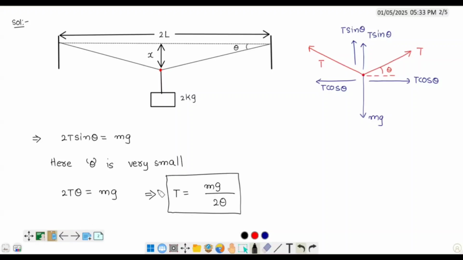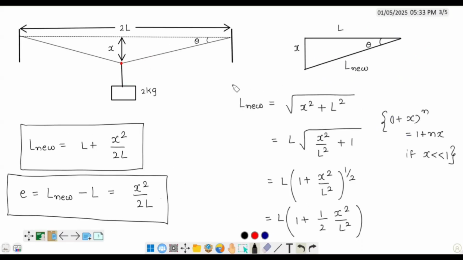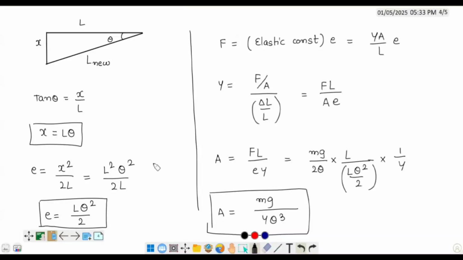But if a student is solving it, he will not draw these free body diagrams. In his head only, he would be directly doing 2T sine theta, 2T sine theta. Quickly, we'll rearrange the terms and we get the value as T into 2 theta, and we get this expression directly. And after this, we will not solve it in this much detailed way. We have to come to the conclusions as quickly as possible.